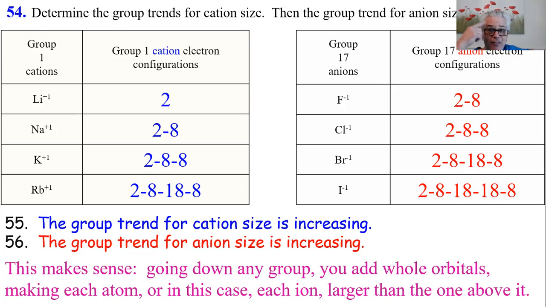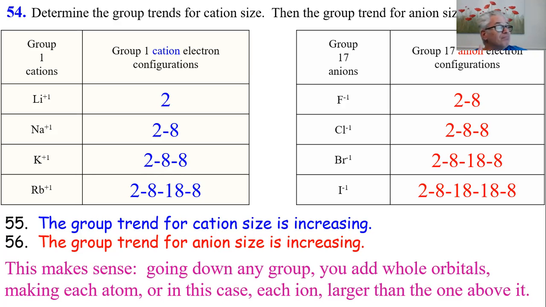This is not necessarily obvious, but if you make a little chart, oh my gosh, how could you get this wrong? Look at the blue ones on the left, the cations. Which has got the smallest atom, the one with the least number of orbitals, which is the biggest. They get bigger going down. The group trend for cation size is increasing. And for the red ones, the anions, you start with 2 orbitals, and you get 3 orbitals, and 4, and 5. Well, which is the smallest one? 2 orbitals, right? And then they get bigger going down the group. The group trend for anion size is increasing.